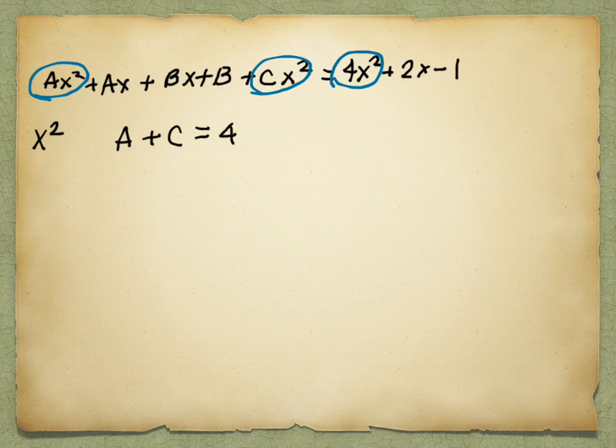Is that good so far? Great. All right, next one, the x terms. I've got a couple of them on the left and one of them on the right. So this one is a plus b equals 2.